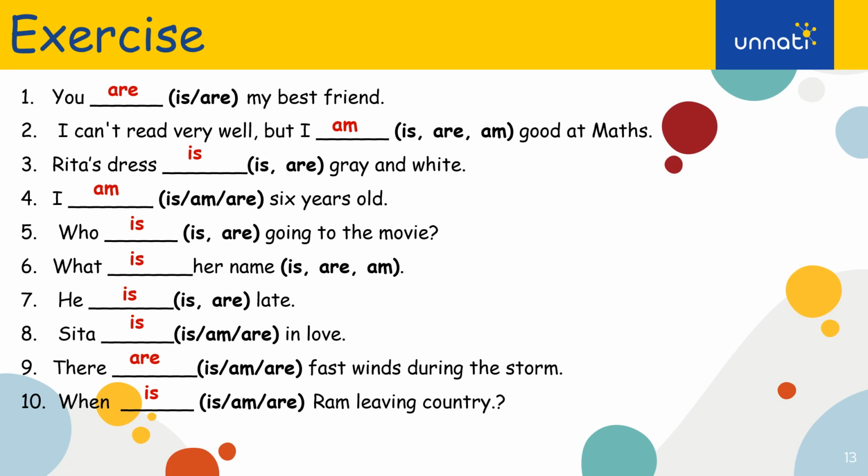So Sita, third person singular number, because it's a name. Sita is in love. There dash fast winds during the storm. So this is where there is a subject here, right? And fast winds, it's plural. So I will say there are fast winds during the storm. Number 10. When dash Ram leaving the country? When is Ram leaving the country?